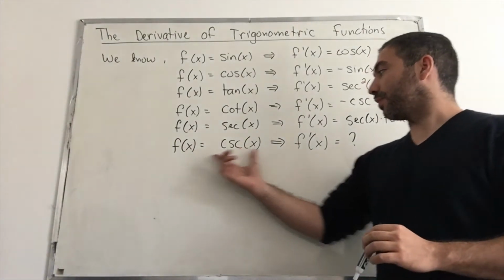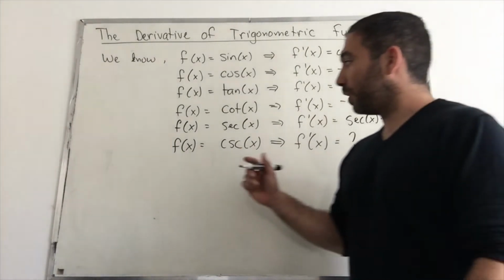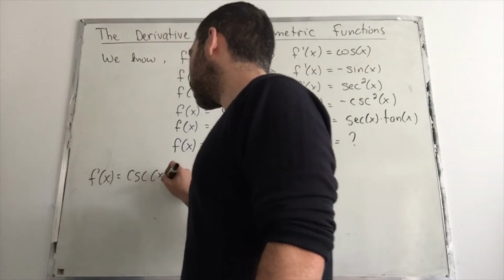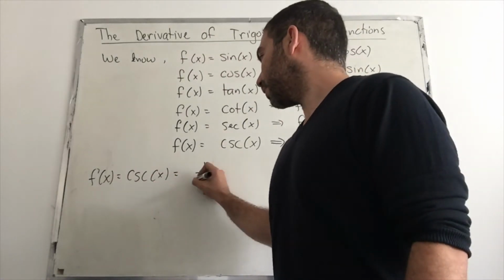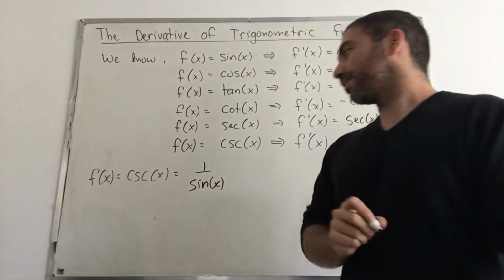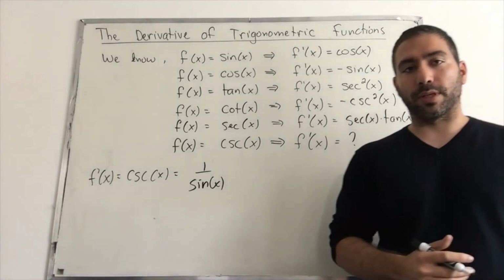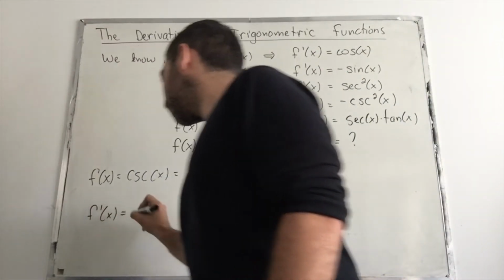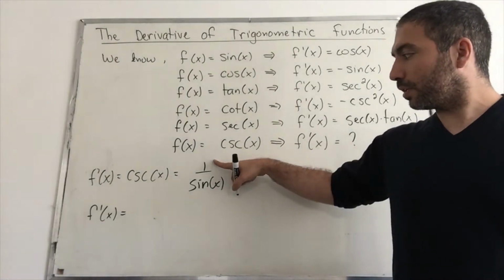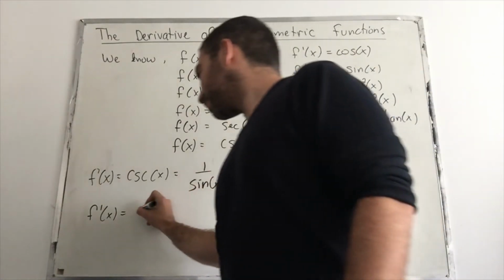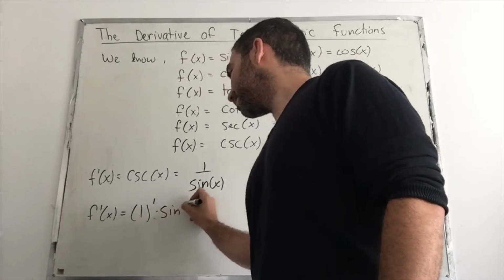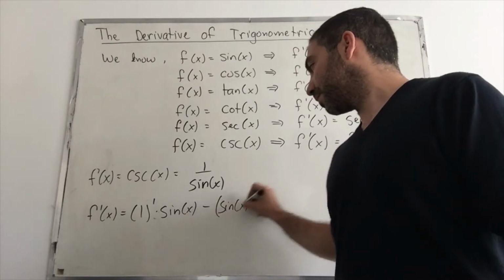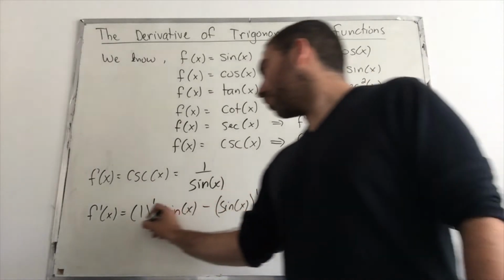Okay, so now we're taking the derivative of cosecant. We have to remember our property. We could rewrite cosecant as 1 over sine x. And now we could apply quotient rule again. So same concept, so f prime of x equals, so I'm not going to write the rule because we've seen it already. So we're doing the derivative of the top times the bottom minus the derivative of the bottom times the top over the bottom squared.